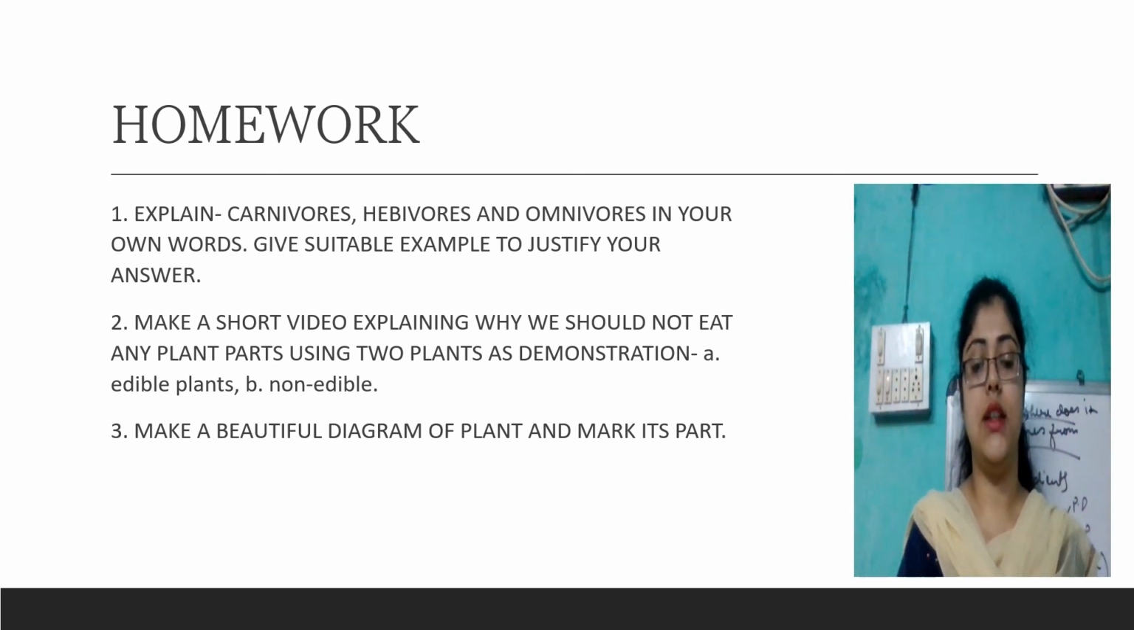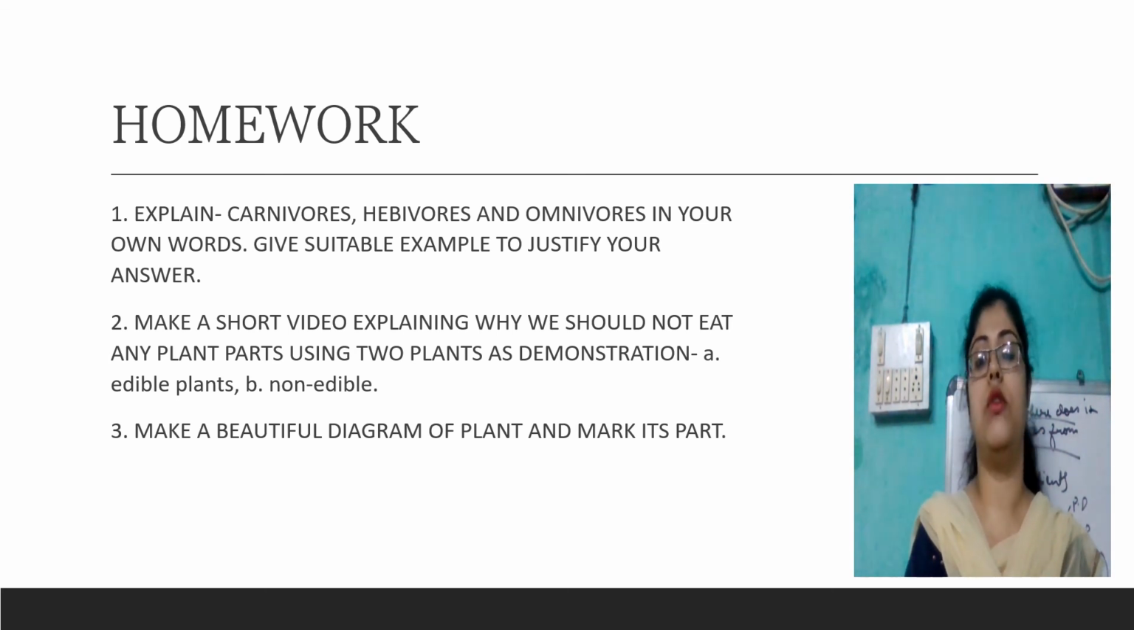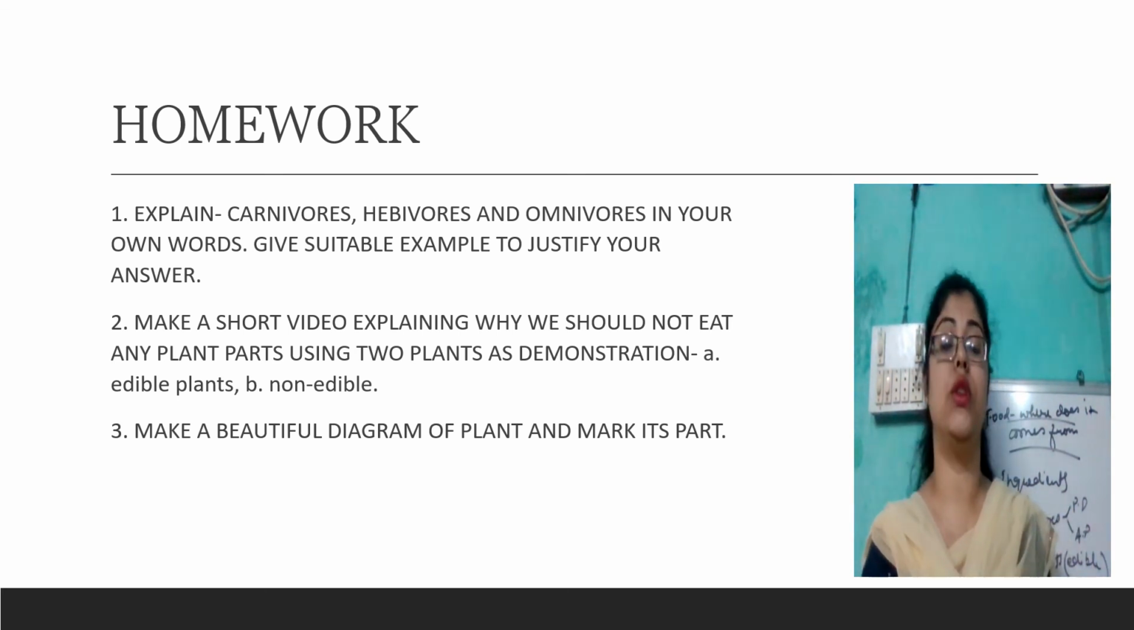The third question says that you have to make a beautiful diagram of a plant and mark its parts. Very good, class. You have the caliber, and I know you will do the homework positively.